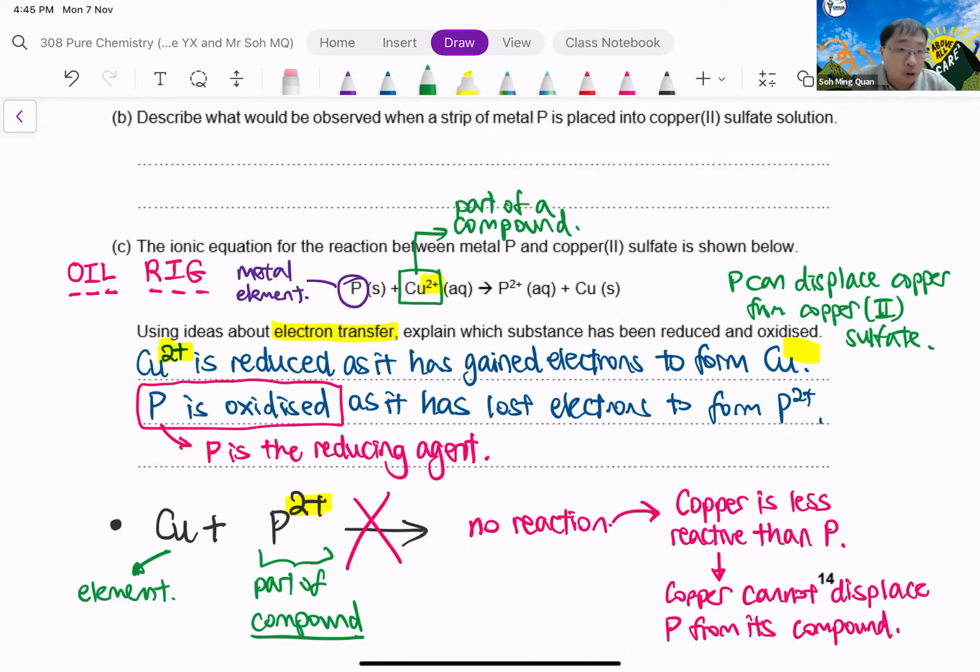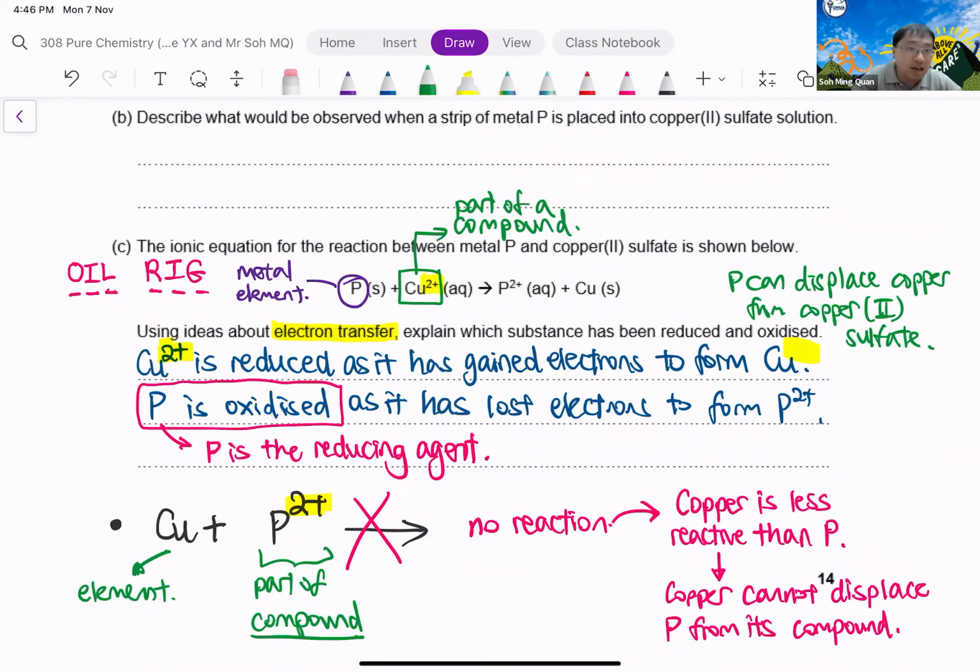Okay, so in this case that's shown on screen, you can see that Cu2 plus is part of a compound. So P can displace copper from the compound, copper 2 sulfate. Whereas the reverse, if I use copper metal and the sulfate of P, there's no reaction, as you can see from the equation at the bottom, because copper is less reactive than P and cannot displace P from its compound.